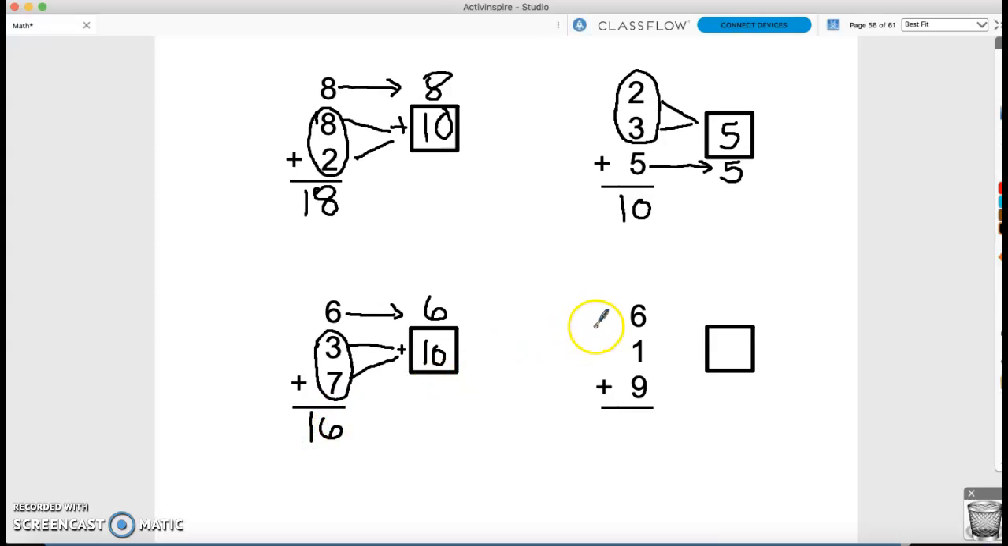And let's try our last one. I think I can make a 10 with 1 and 9. 1 and 9 make a 10. But don't forget, you still have one more number to add. So 6 plus 10 is 16 also. So remember, making a 10 is a really good way to add, but if you can find doubles that you can make to add, that is also a good way.